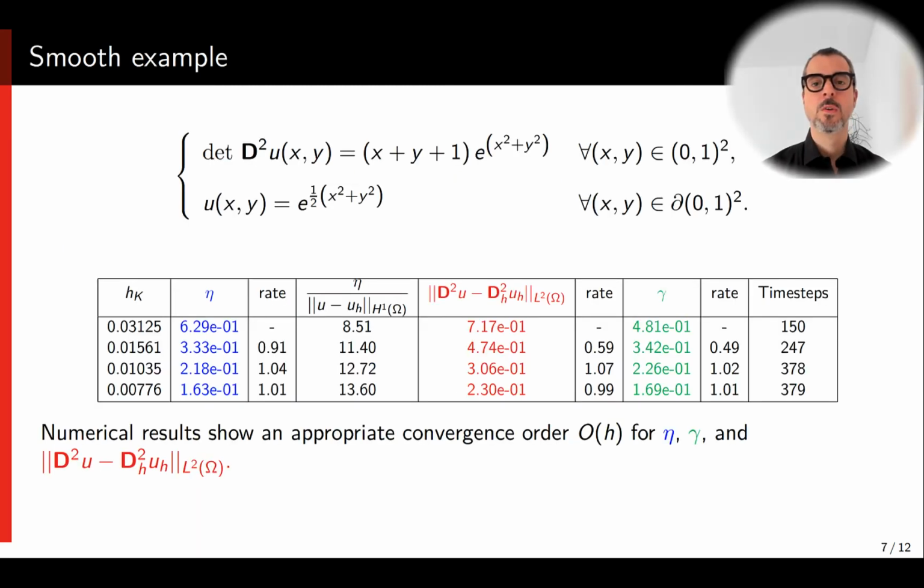Nevertheless, when you look at some numerical examples, starting with a smooth one, so here where the solution is very smooth, we work on the unit square and we have an exponential function, we can see that all the indicators behave appropriately. Namely, in blue, red, or green, we all have first order convergence for all these indicators here, and error on the second derivatives.